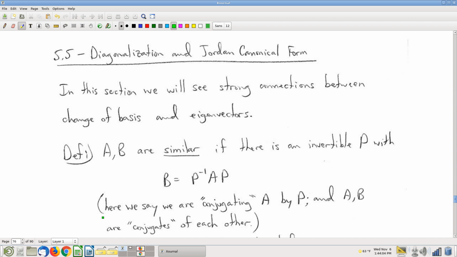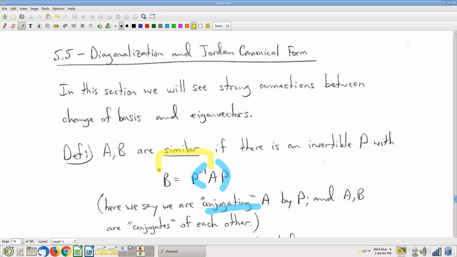So starting off with a definition of something called similarity. Two matrices, and by the way, this is just a definition, right? We'll talk about the choice of terminology in a minute. But we're going to use for the moment the word similarity. Two matrices are similar if there's some invertible matrix P, and if you can do this little construction here called a conjugation. If you can conjugate A to result in B, then we say that A and B are similar.